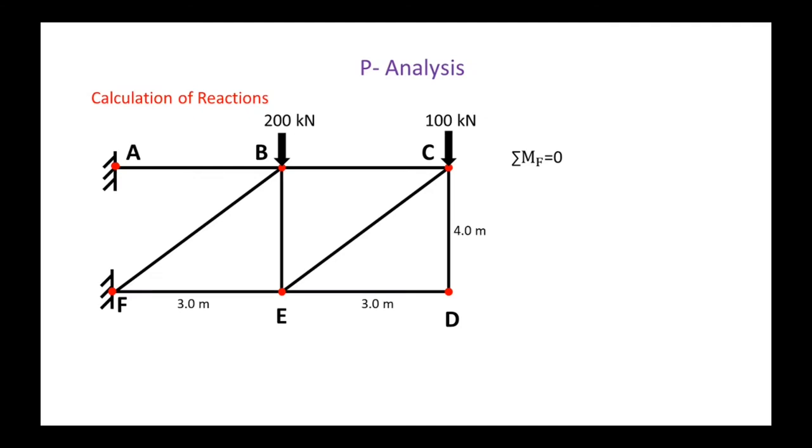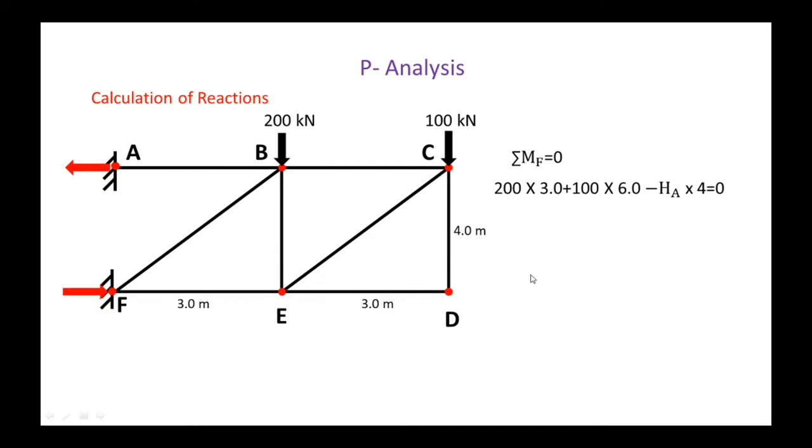So now first is the P analysis, that is the forces developed in this frame due to these two external loads of 200 kN and 100 kN. So first find the reactions. Sigma MF is equal to 0. So we are taking here sigma MF is equal to 0. So these are our assumed directions of the reaction at A and the reaction at F. If the answer is positive, the direction is correct, otherwise we have to change the direction. So these are our initial assumed directions.